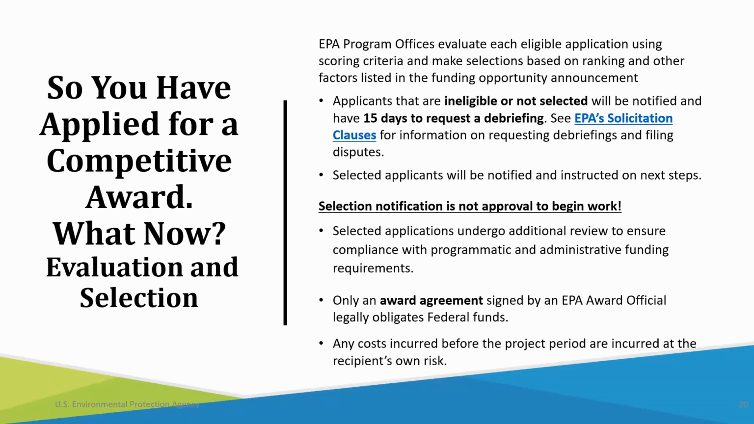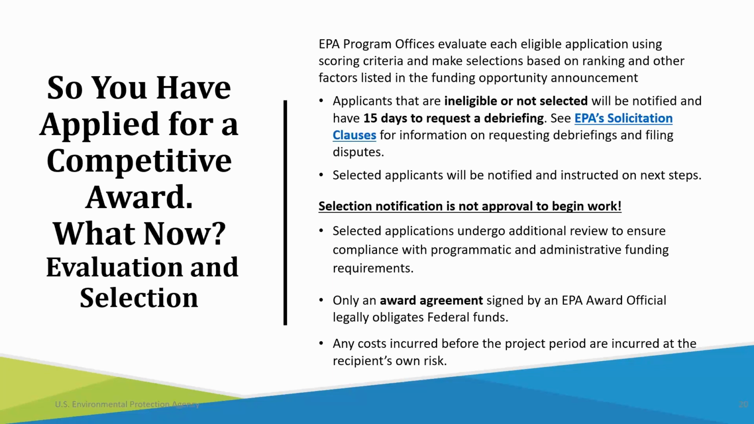When that open period of the funding opportunity has closed, then applications are reviewed and determined to be either eligible or ineligible. An ineligible application would be, for example, if an application was submitted, but it was missing some of the required forms. That would be deemed ineligible. All eligible applications are reviewed by EPA program offices. They are evaluated based on scoring criteria, and selections are made according to the factors that are listed in the notice of funding opportunity.